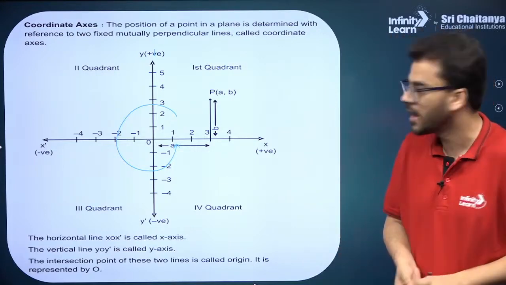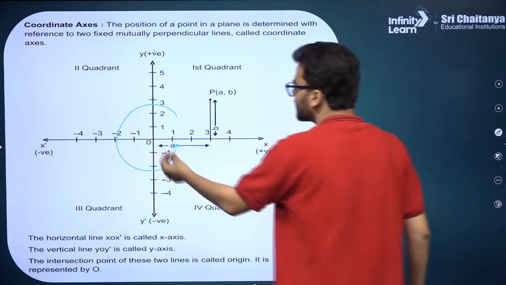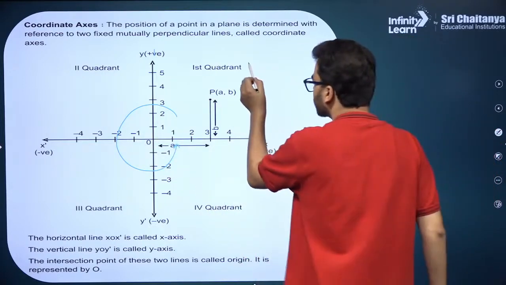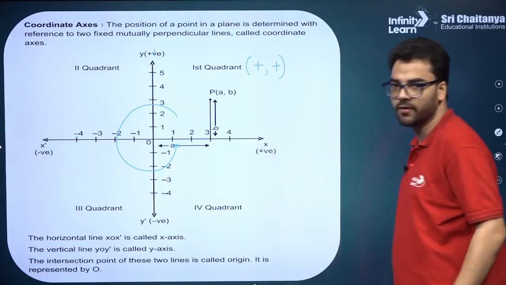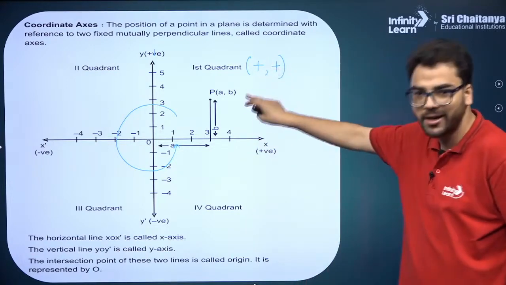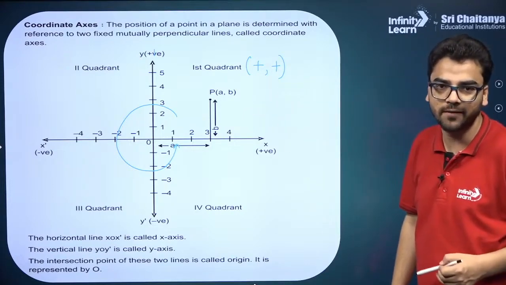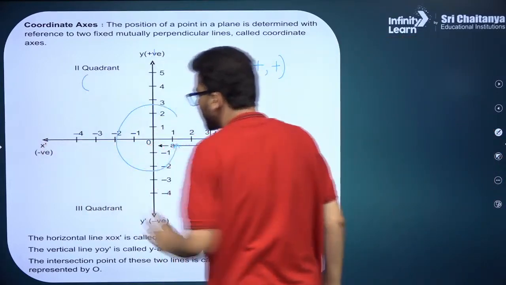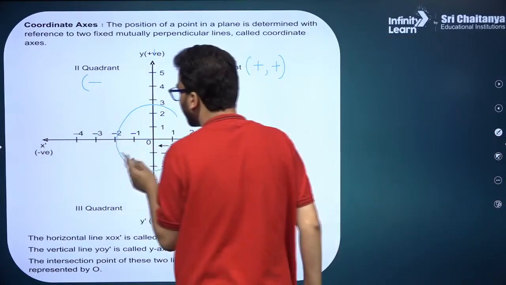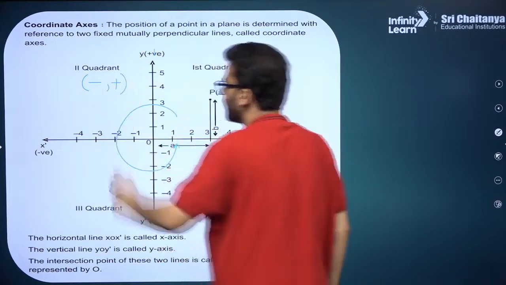You got that logic? So in the first quadrant, you are moving along the positive x-axis and positive y-axis. So in the first quadrant, abscissa will be positive and ordinate will also be positive. X coordinate will be positive and y coordinate will also be positive. And if you are in the second quadrant, you are moving along the negative x-axis, so abscissa will be negative, and you are moving along the positive y-axis, so ordinate will be positive. You got it?